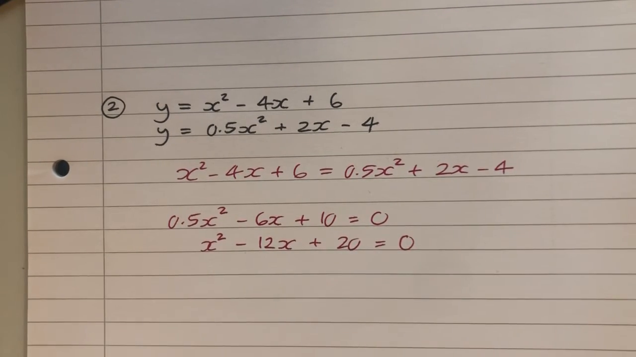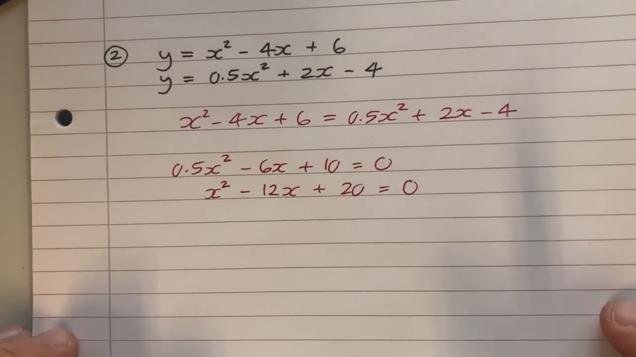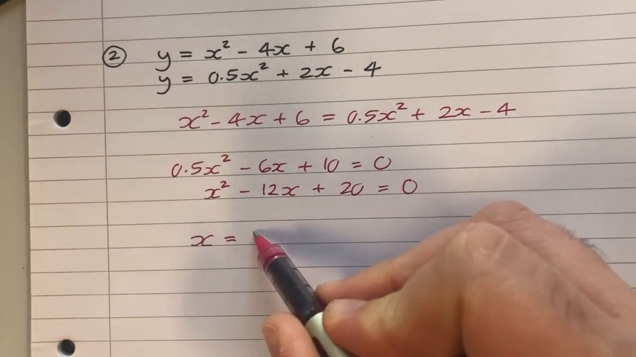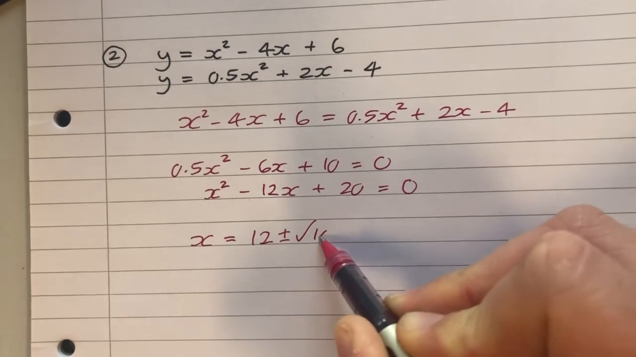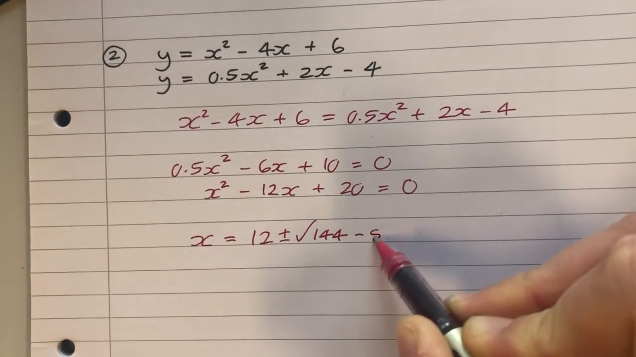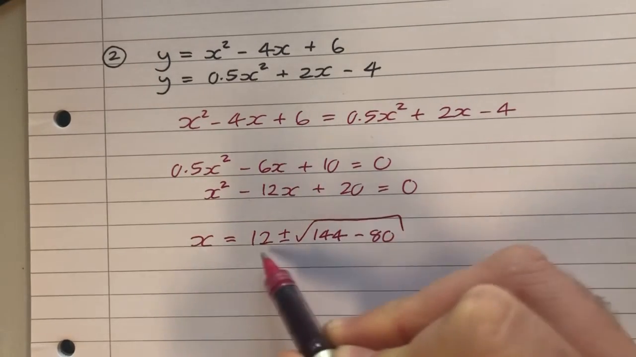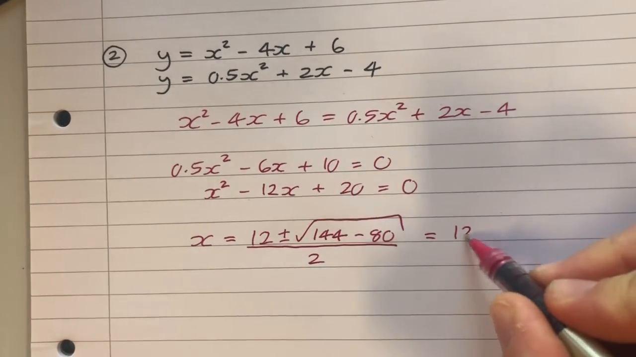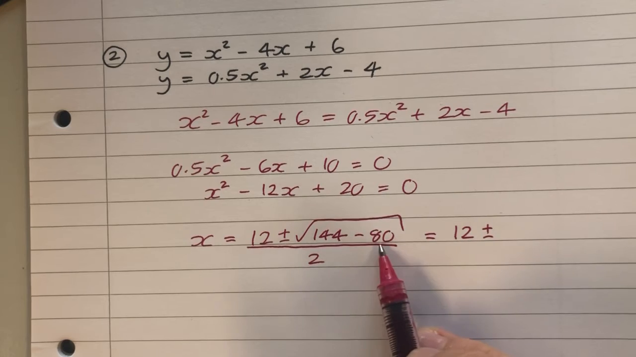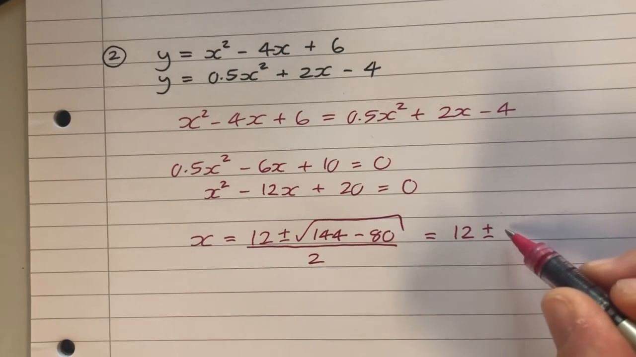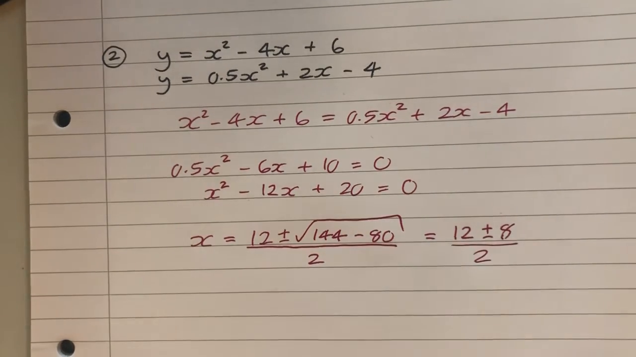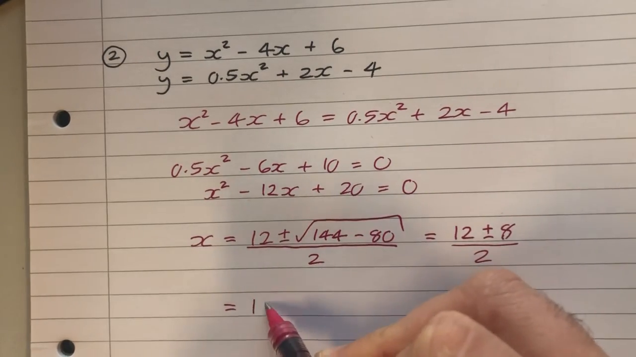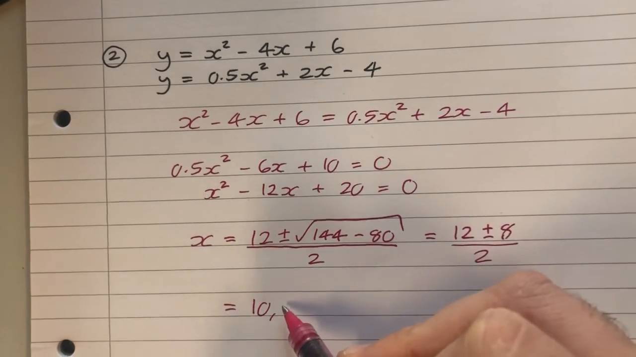From this point, I could factorise. I'm actually going to use the quadratic formula just to show you that alternative methods can be used. It doesn't actually matter what you do. So x is minus b plus or minus the square root of b squared minus 4ac, all divided by 2a. So that's going to be 12 plus or minus the square root of 144 minus 80, which is 64. The square root of 64 is 8. That's divided by 2. So my two x values are 12 plus 8 over 2, which is 10, or 12 minus 8 over 2, which is 2.